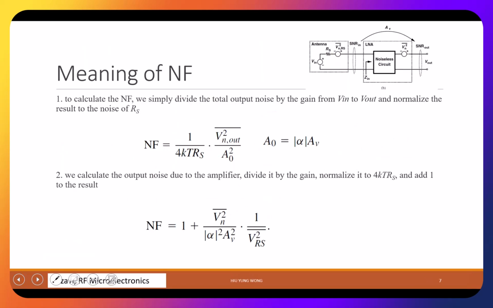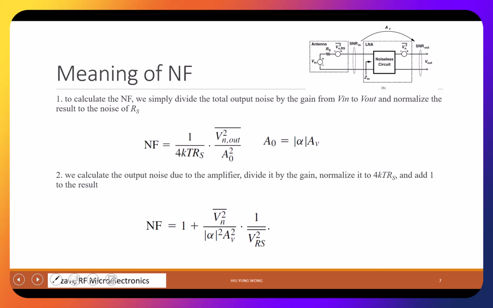Here give a better picture, right? So what we are showing in the previous slide is actually equation 2. So we calculate the output noise due to the amplifier, Vn square. Here, Vn square. We divide it by the gain, the overall gain, so it also includes alpha. And then we normalize it to the 4kTRS, the input noise. Okay, and plus 1. This is a way to memorize the noise factor.